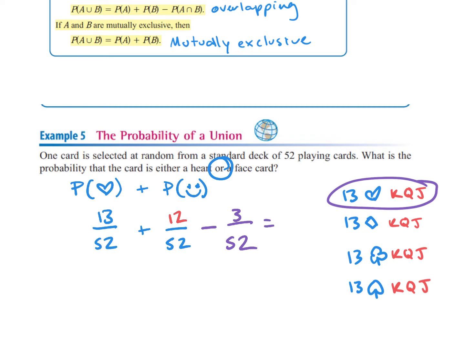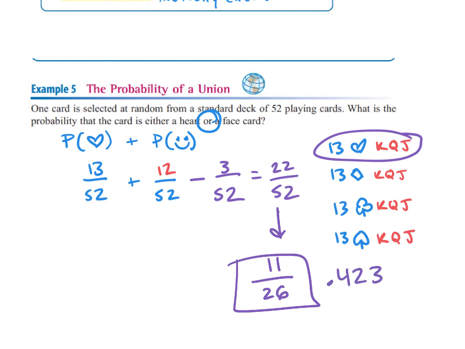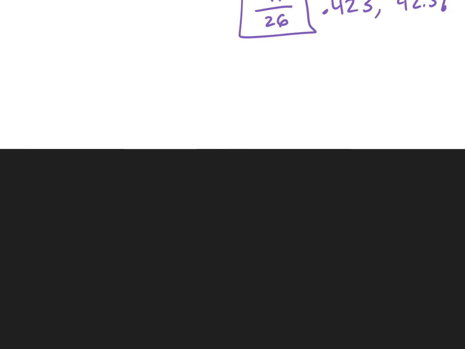When we add fractions, we just add the tops together. So this would be 22 over 52. Can I simplify this? Yes. Why are you only subtracting by 3? Because you can have 3 of each one. So when we simplify, we get 11 over 26. That's 0.423, or as a percent, 42.3%.